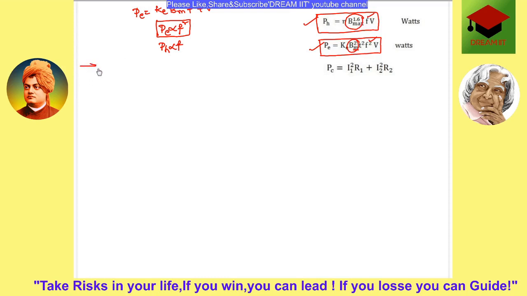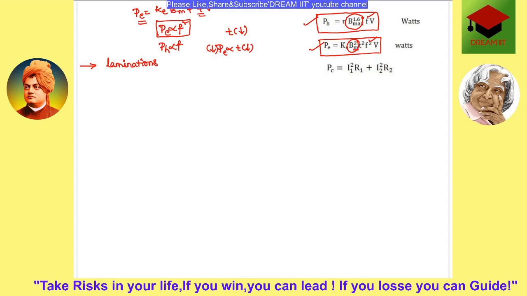Before going further, how do we reduce these losses? Eddy current losses will be reduced by having laminations. See the thickness of the laminations. As the eddy current losses are directly proportional to the thickness of the laminations, if you reduce that thickness, the eddy current losses will also be reduced. So by using laminations, you can reduce the eddy current losses.